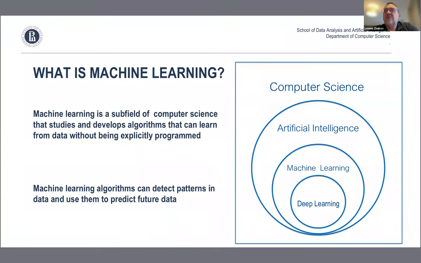Overall, machine learning is a part of AI, which is a part of a much bigger discipline, computer science. We're going to be focusing on classical machine learning. Deep learning typically needs a lot of data. A deep learning algorithm needs a lot of data to be trained, and is a little harder to train than classical machine learning algorithms. So in this course, we will be mostly focusing on classical machine learning.